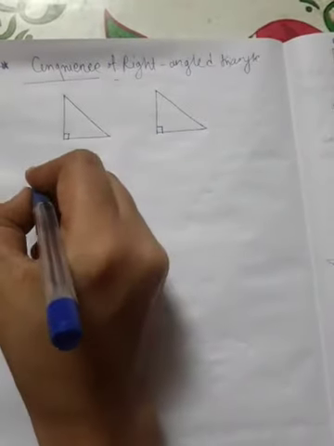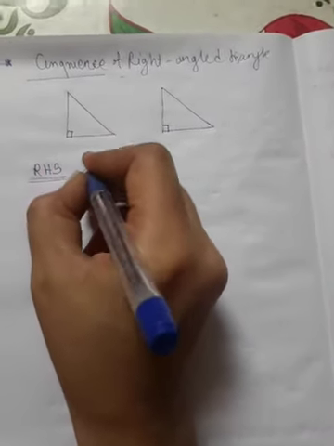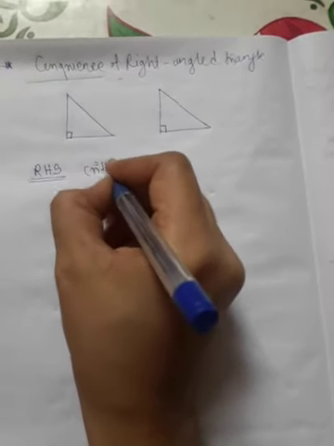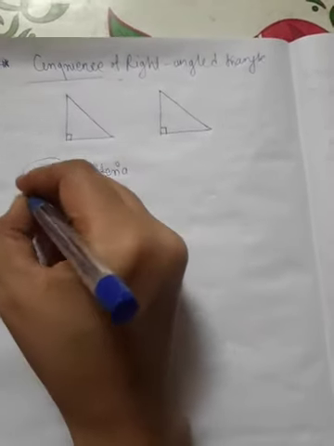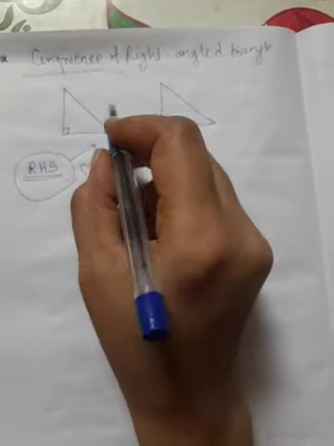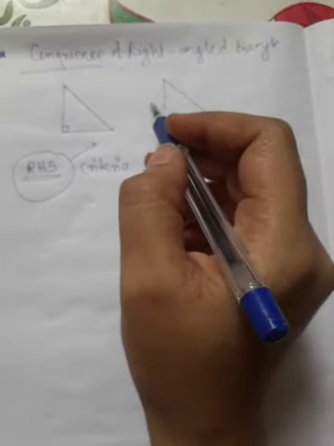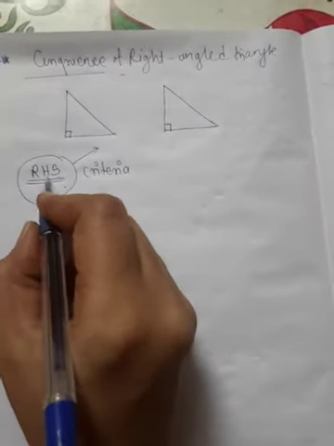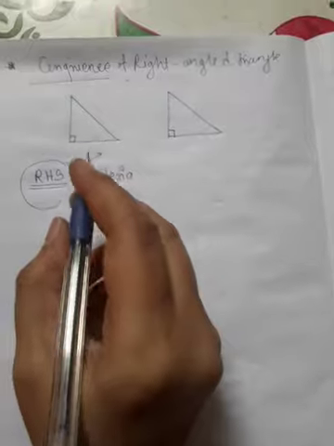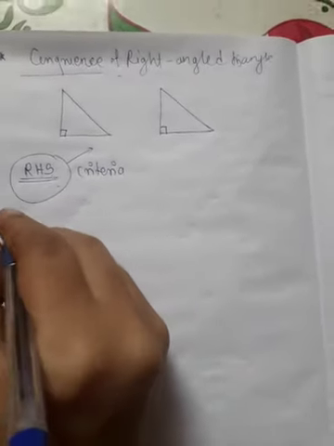That criteria is called the RHS criteria, and this criteria is used to check whether right angled triangles are congruent or not. Okay, so this is called the RHS criteria. Now see what this criteria says.